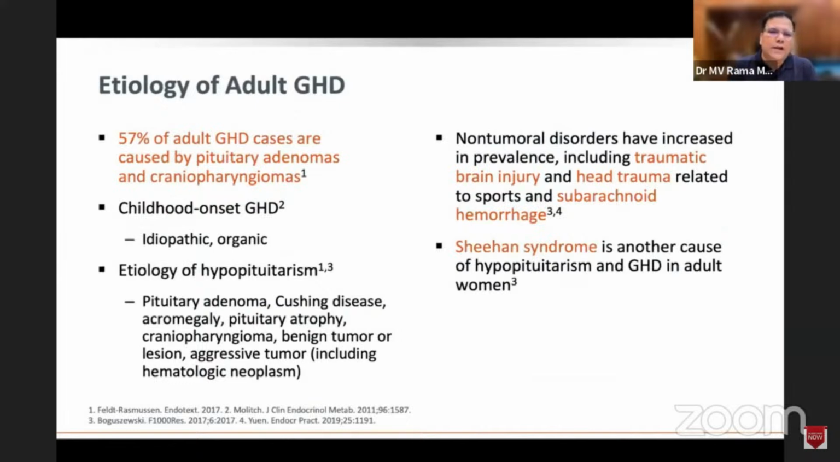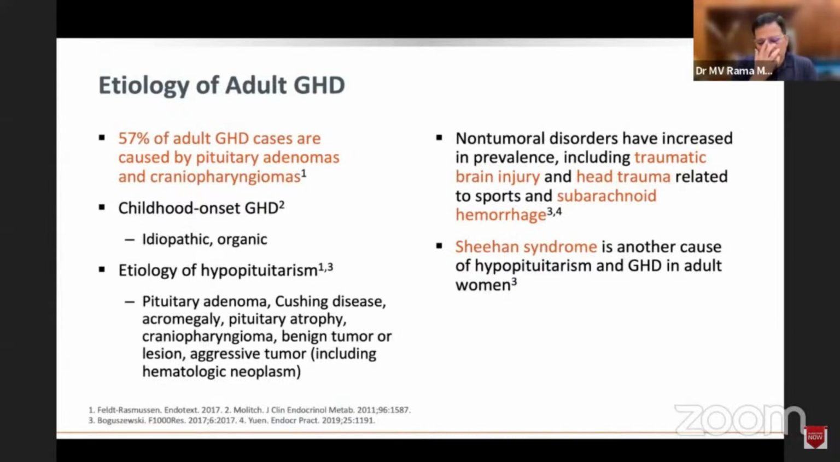So coming to the etiology of adult growth hormone deficiency, we know that 57% of growth hormone deficiency is caused by pituitary adenomas and craniopharyngiomas. And we have childhood becoming adult onset, and hypopituitarism causes like adenoma, Cushing's disease, acromegaly, pituitary atrophy, craniopharyngiomas, benign and aggressive malignant tumors. Then non-tumoral disorders like traumatic brain injury, head trauma related to sports, subarachnoid hemorrhage, and other causes like Sheehan syndrome is another cause of hypopituitarism and growth hormone deficiency in adult women.